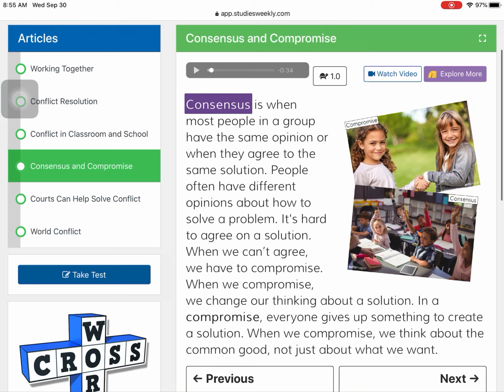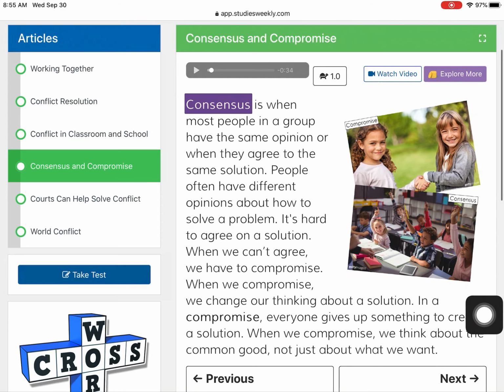We're going to continue on with consensus and compromise today. Say consensus. Good. Now say compromise. Great. I want you to take a second and look at these pictures here. This is compromise, and this one, where the students have their hands raised, is consensus.